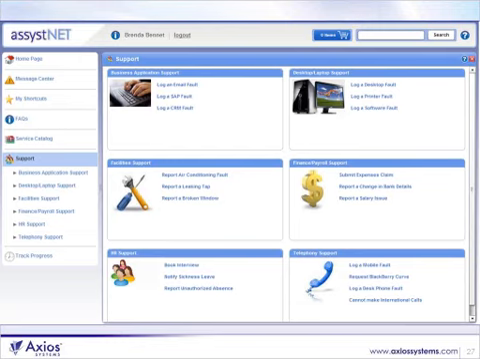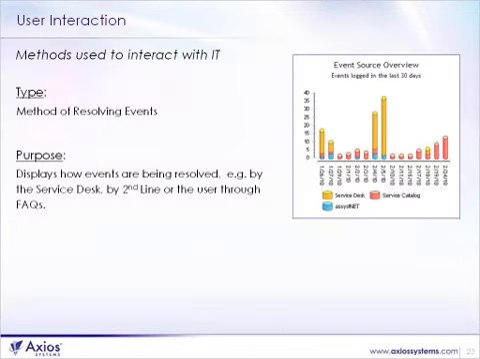The next type of report we want to look at then is a user interaction report, and what this does is it will tell us the take-up of the service catalog, and we will see how many people are requesting services through the service catalog, as we can see here, perhaps through the service desk, or perhaps you have another method, maybe online forms that they can fill in as well.